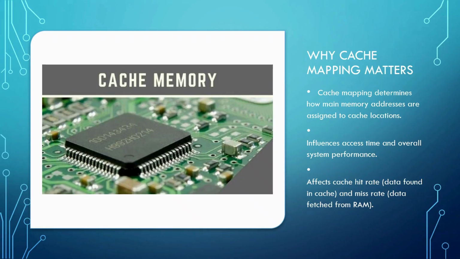So you might be wondering why cache mapping matters. You see, cache has limited space, so we need rules for deciding where to place incoming data from main memory. These rules are called mapping techniques. They help optimize speed, avoid conflicts, and make the most of the cache's limited space.